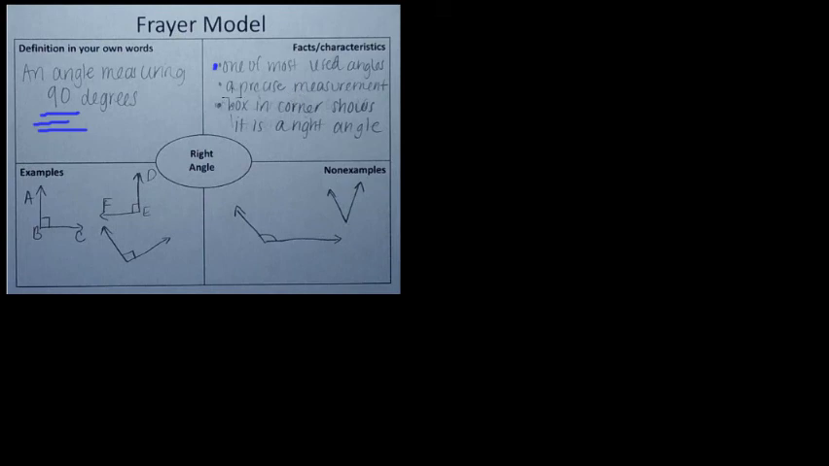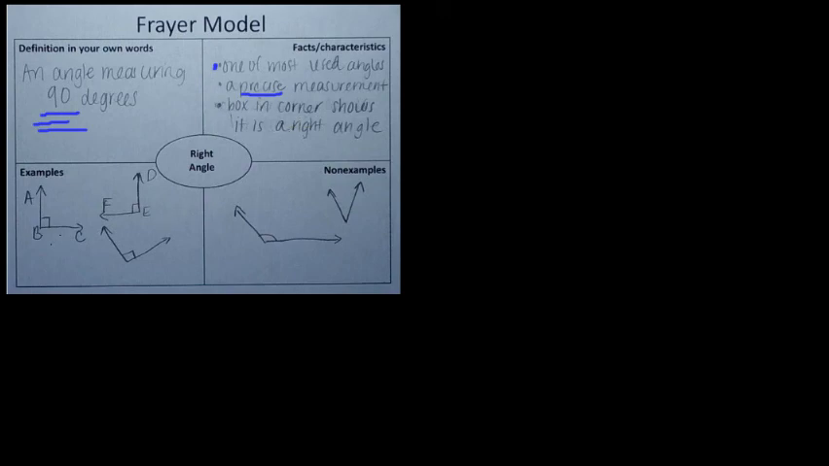The other thing is it's a precise measurement. That means it's an exact number. It cannot be anything other than 90 degrees. No ifs, no ands, no buts. It has to stay that way. It's non-negotiable. And here's another characteristic that y'all can use to recognize the right angle: it shows the corner and the box, or the box and the corner, at the vertex of the right angle.